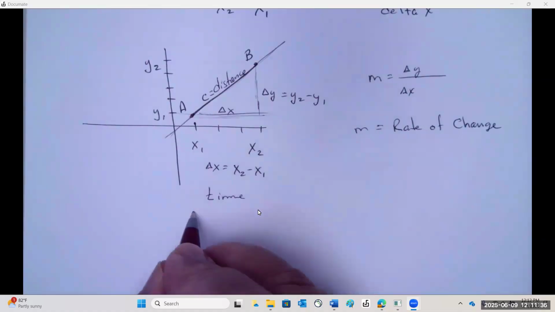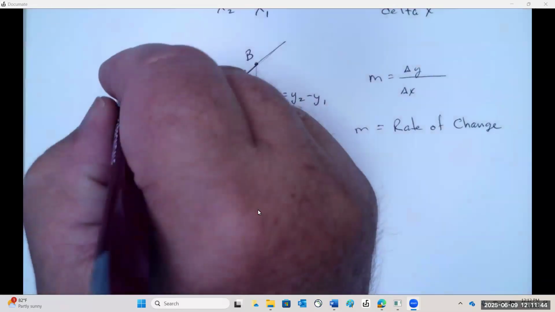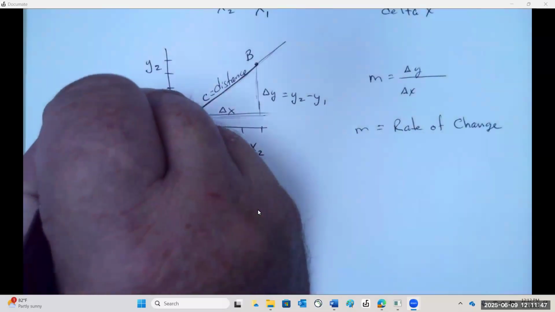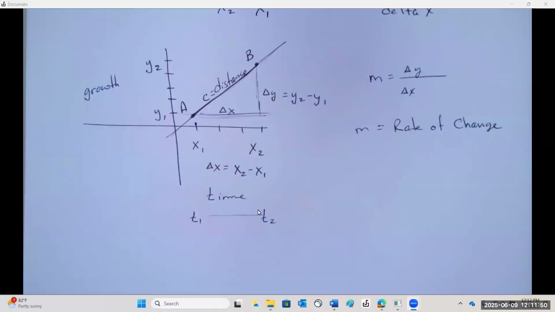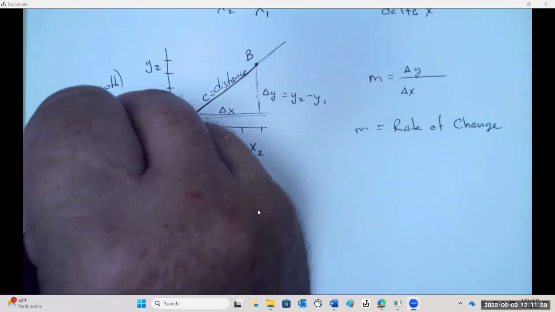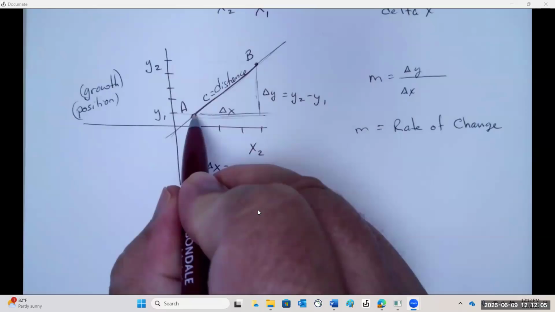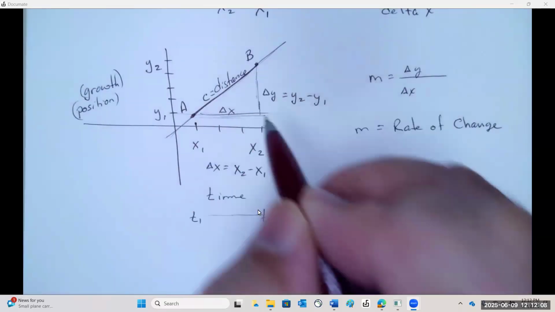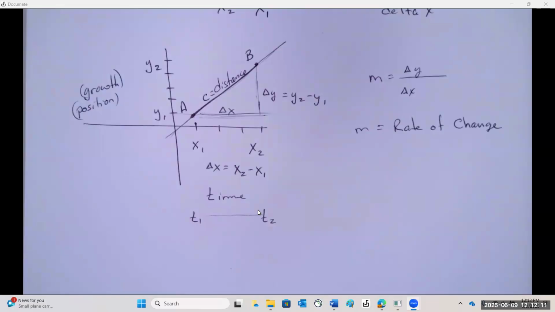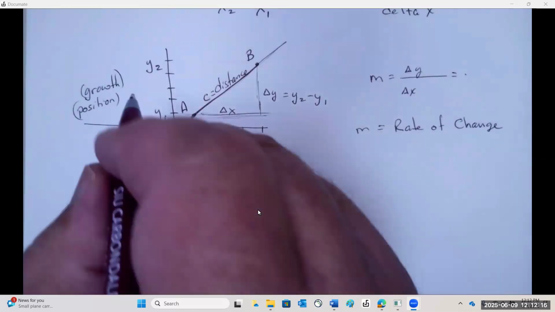So from time 1 to time 2, whatever happens within this time interval is whatever we're looking at. Let's say this is growth of some object. Or we could look at it as a position function. Here's this position at this time. Here's this position at this time. So if we're looking at positions, let's say this is in miles.